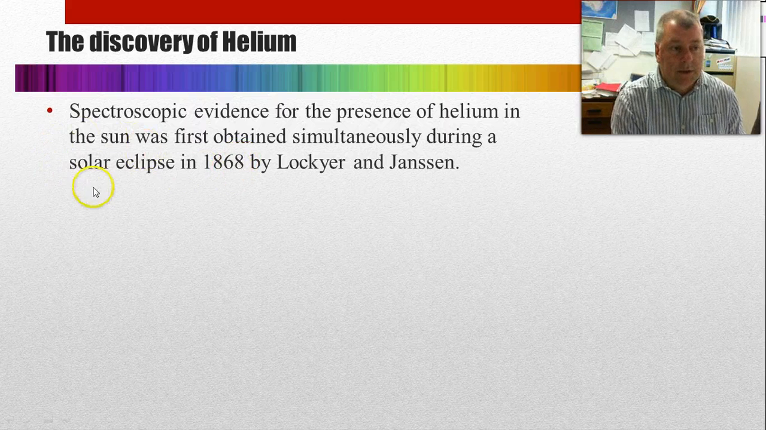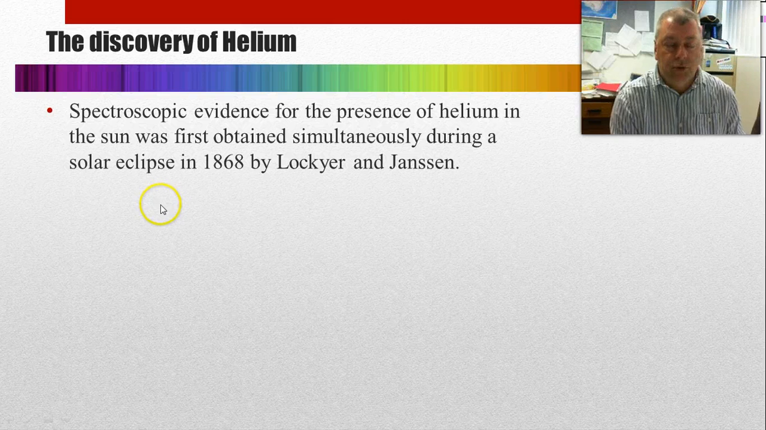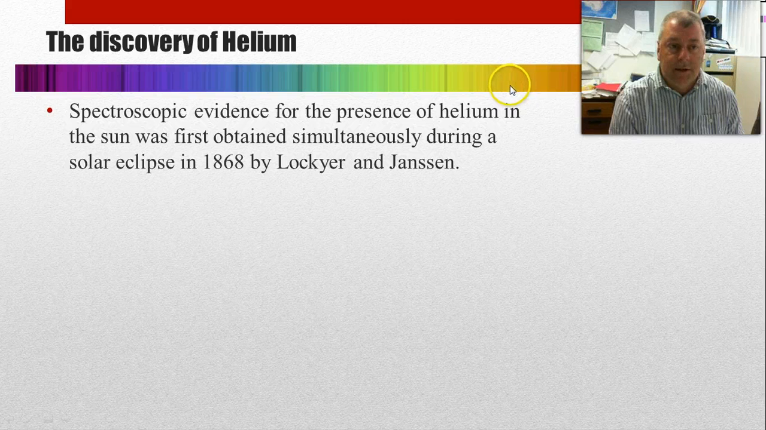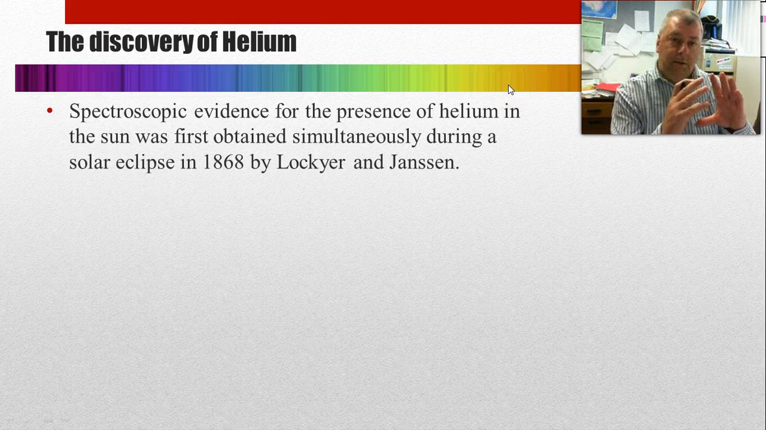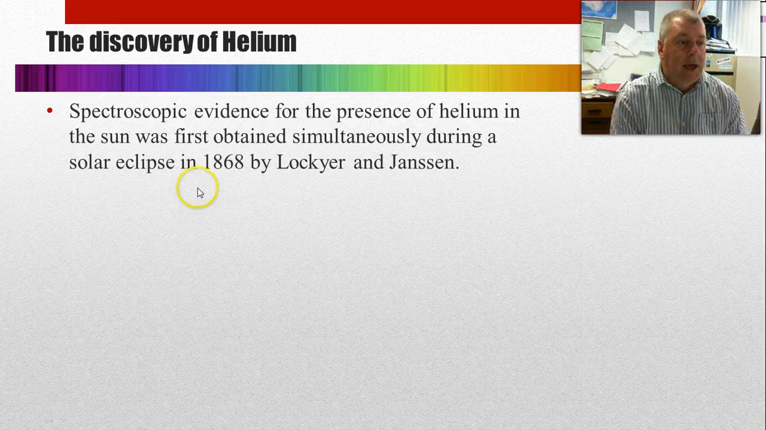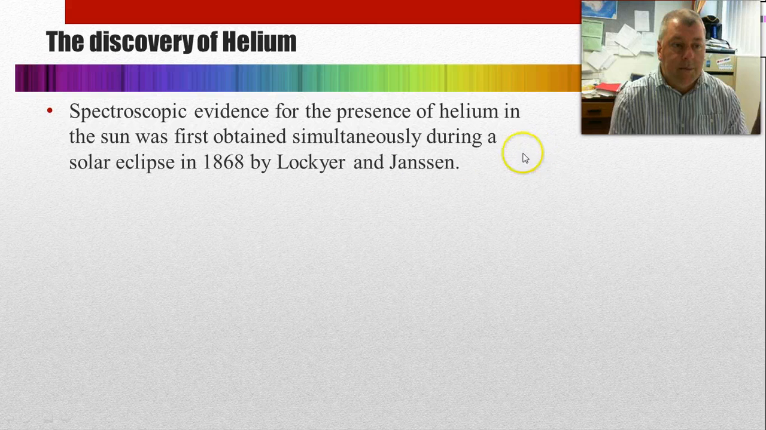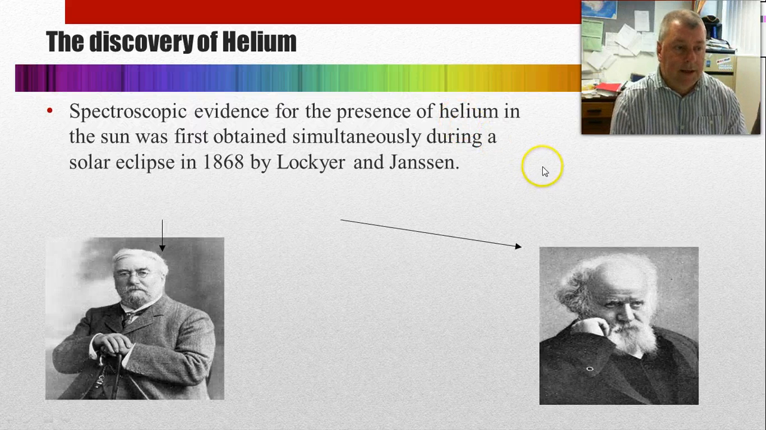During a solar eclipse, and the solar eclipse allowed them to decrease the amount of light coming from the sun, so they could actually concentrate on what was coming out of the gases of the sun or the corona of the sun, rather than the whole sun itself. And it was by Lockyer and Janssen, and they both were studying it during this eclipse, and they both came up with the presence of helium. And that's what they look like. That's Lockyer, and that's Janssen there.